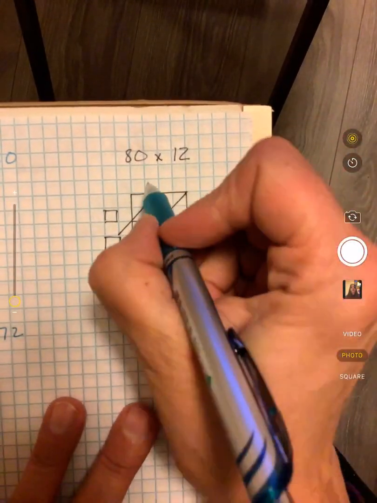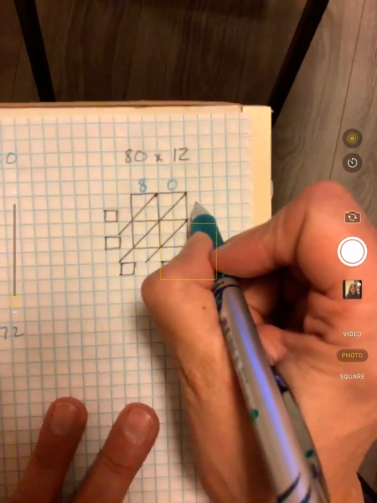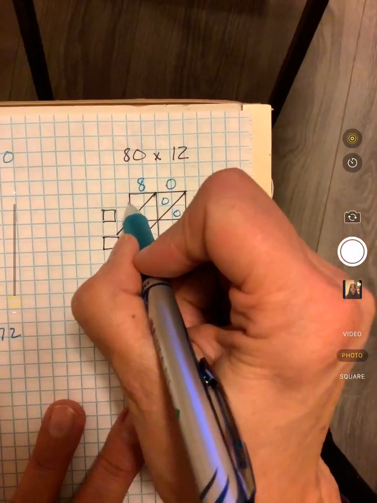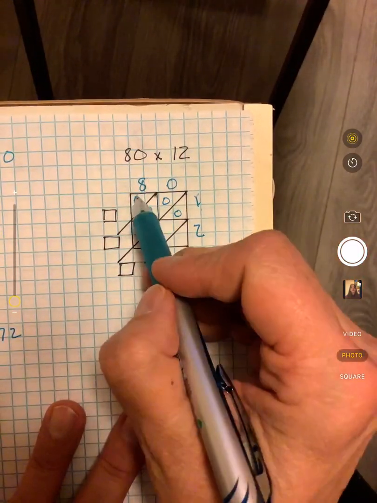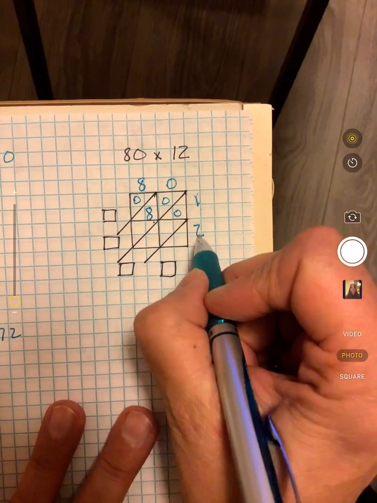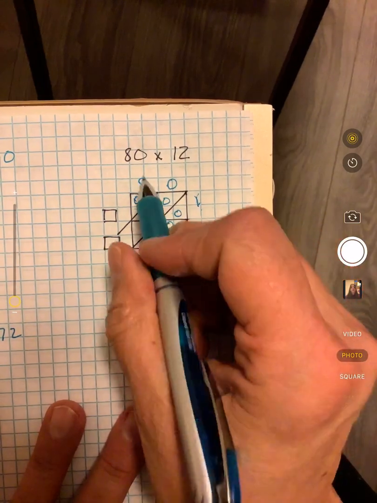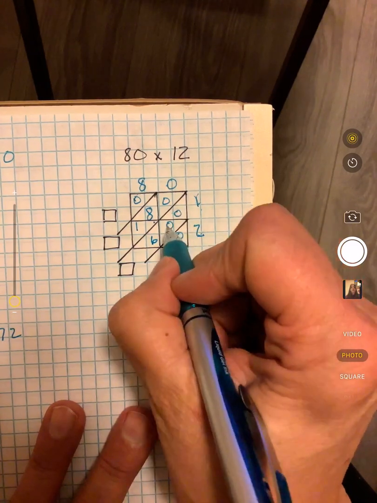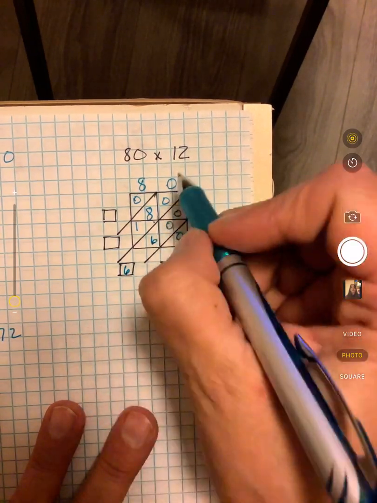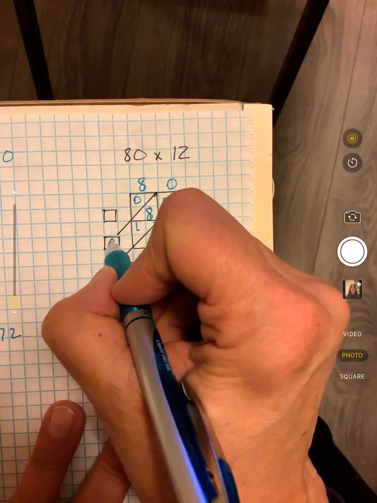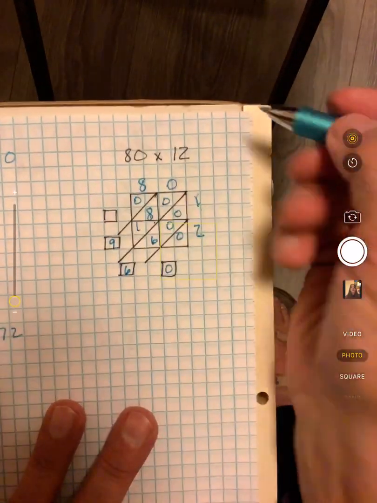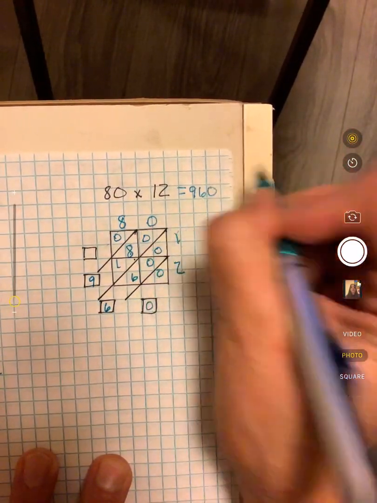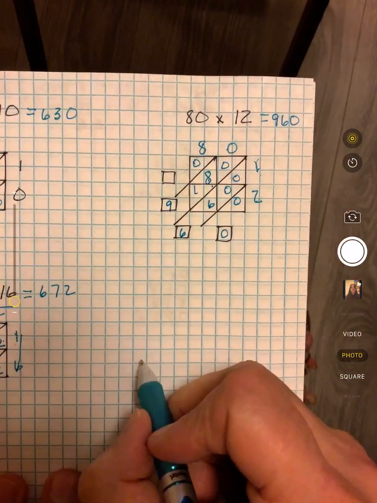Okay? I put my numbers on here. You won't have to do that. IXL has that on there for you. 1 times 0, 0. 1 times 8 is 8. Remember the tens are up here. This is the ones. 2 times 0 is 0. 2 times 8 is 16. Okay, this would be 0. 0 plus 0 plus 6 is 6. 0 plus 8 plus 1 is 9, and then we have a 0 there. So 80 times 12 equals 960.